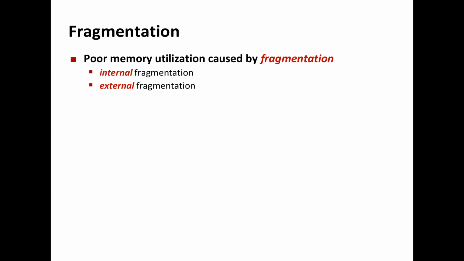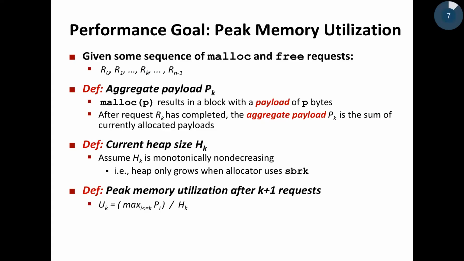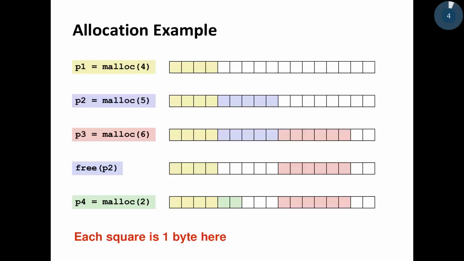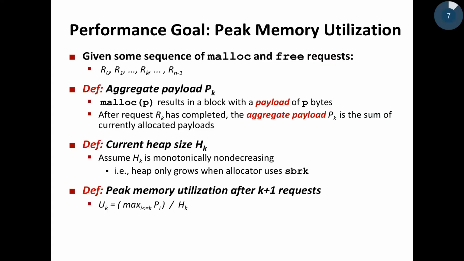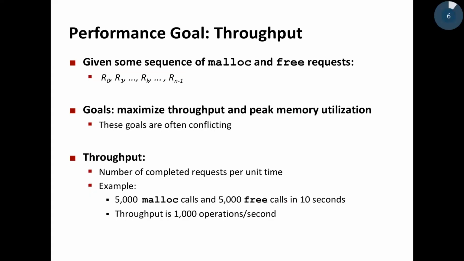Okay, so poor memory utilization caused by fragmentation. So what is that? Any idea what this fragmentation is? First of all, what is fragmentation? And the second, what are internal and external fragmentation? Any guesses?